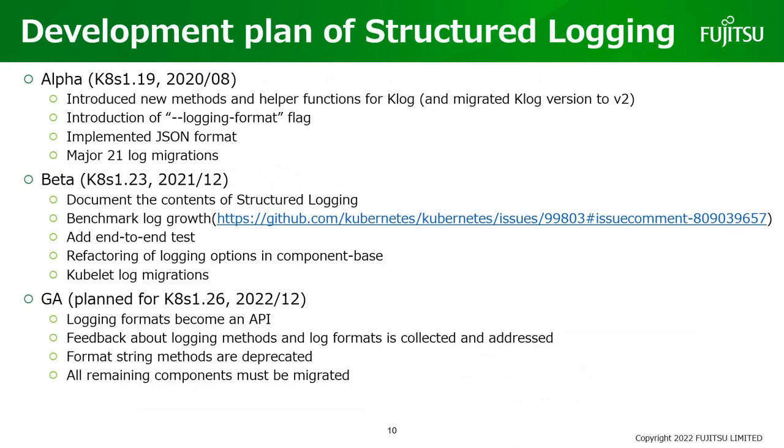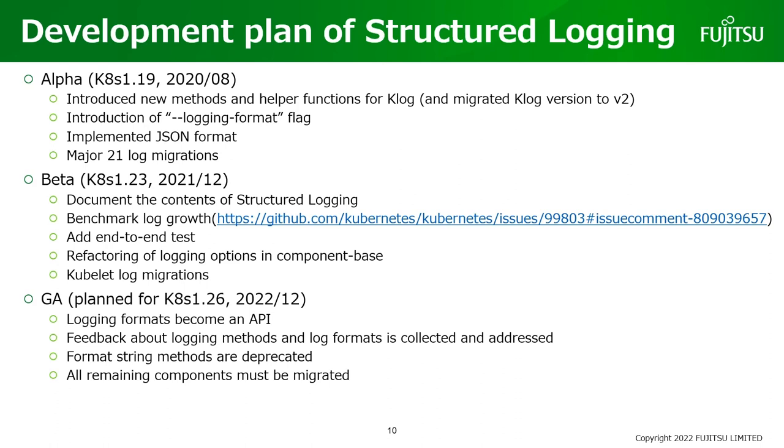At the end of this chapter, I will introduce the development plan and progress for the future. This feature is already in alpha and beta development. Klog has migrated to V2 and supports logging in structured format. Along with that, the logging format flag has been implemented, and it is also possible to output in JSON format.